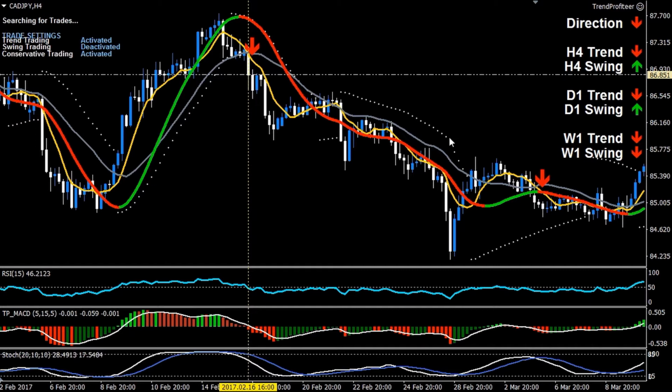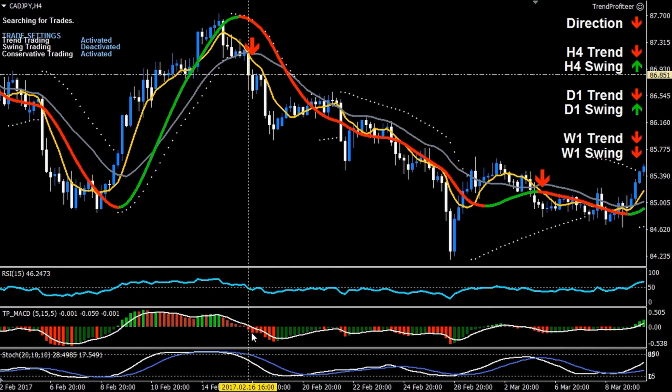Alrighty, so first of all, we need to see an overall trend direction of down, and we need to have 4 or more of the 6 high time frame indicators pointing down for that to occur. In this case, we have 4, which is good enough. The trend follower is changed to red. The yellow moving average is below the gray moving average. The price is below the yellow moving average. The RSI is below the 50.